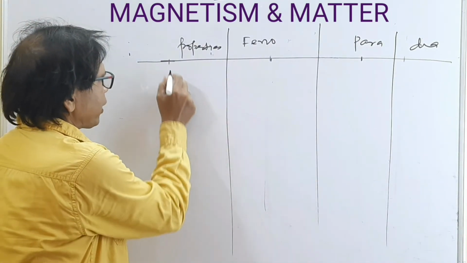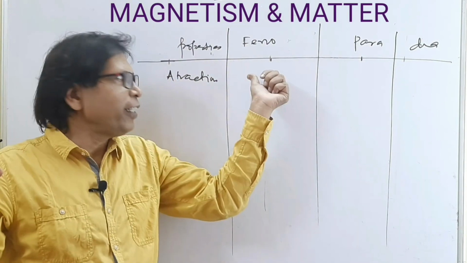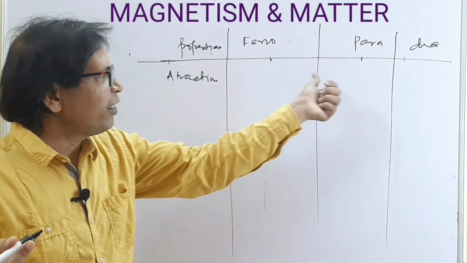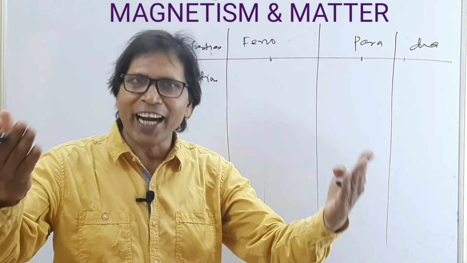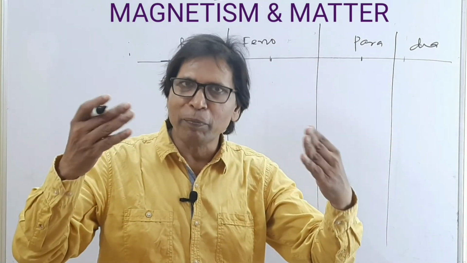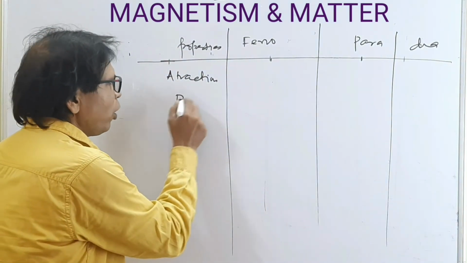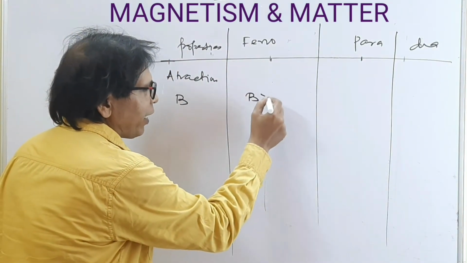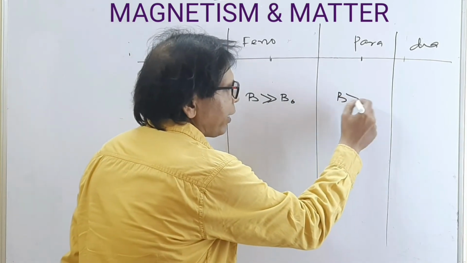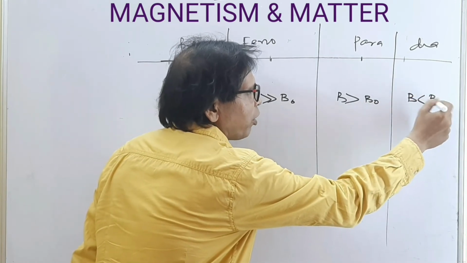First of all, attraction. Look at this attraction. Here these substances are strongly attracted by magnet. These substances are weakly attracted by magnet and these substances are weakly repelled by magnet. Now look at this, here B. Here B greater than B naught, and here B less than B naught.